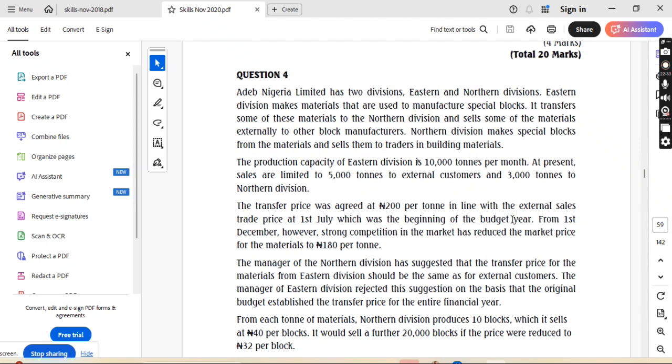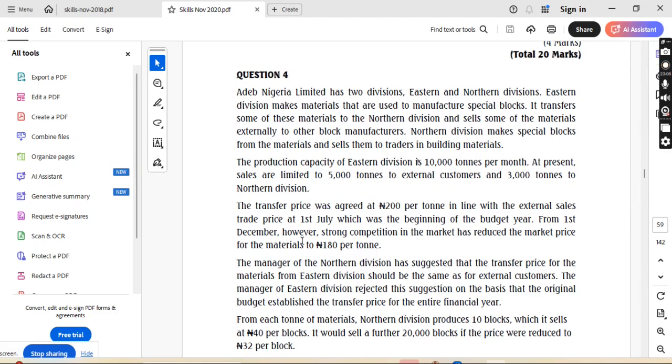Don't forget, in the general rules of transfer pricing, I think that should be the fourth rule. We may have an agreement that, okay, transfer this to me at this price. So it means that this is in line with external sales, and they are still transferring the same 200 naira per ton to external as well. Is that good enough? Okay, let's move ahead first.